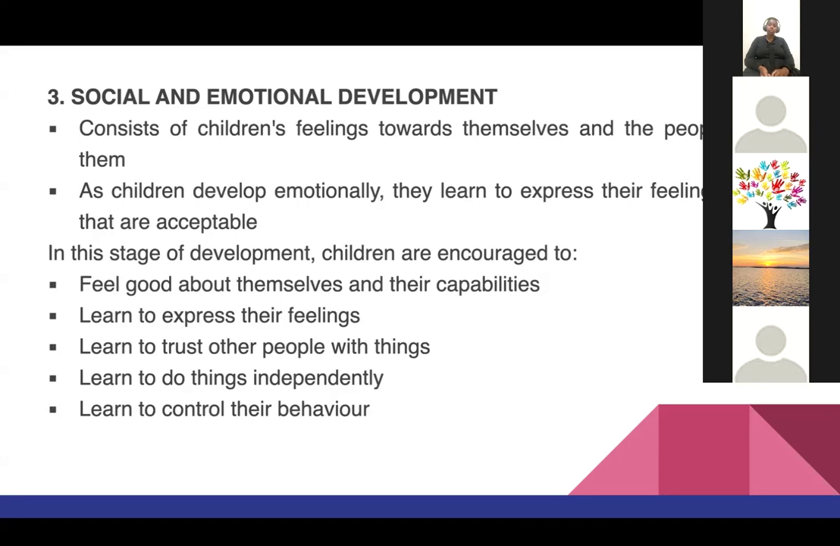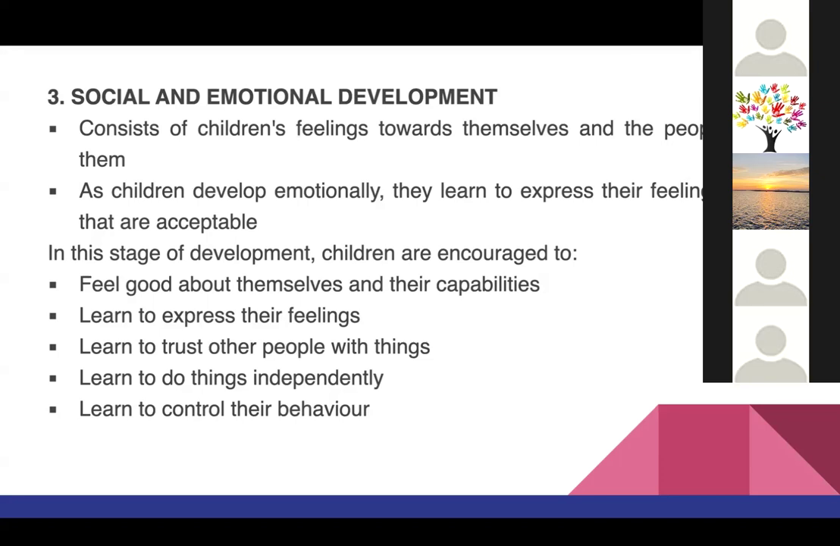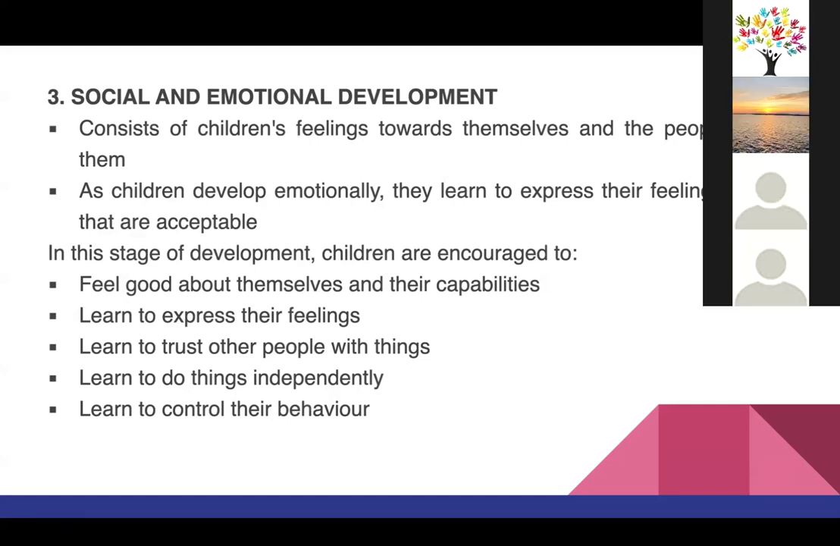Number one, a child must first understand their feelings towards themselves and then the feelings of other people around them. So first they must be able to identify their feelings. Am I happy? Am I sad? Am I angry? Then they must also learn how to identify feelings in other people. This is called theory of mind. Then they must be able to express their feelings in ways that are acceptable.